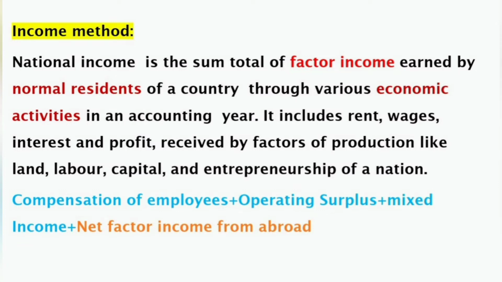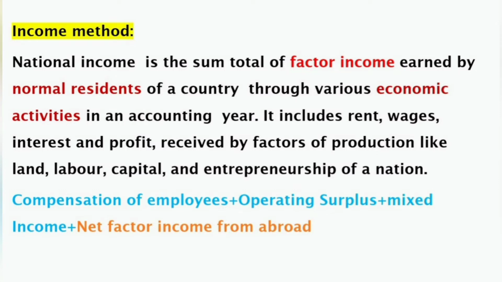Which are the factors of production? Land, labor, capital, and entrepreneurship of a nation. Land derives rent, labor gets wages or salary, capital derives interest, and entrepreneur gets profit. So, NDP at factor cost, net domestic product at factor cost, or domestic income, that is the total factor income, is equal to compensation of employees plus operating surplus plus mixed income.